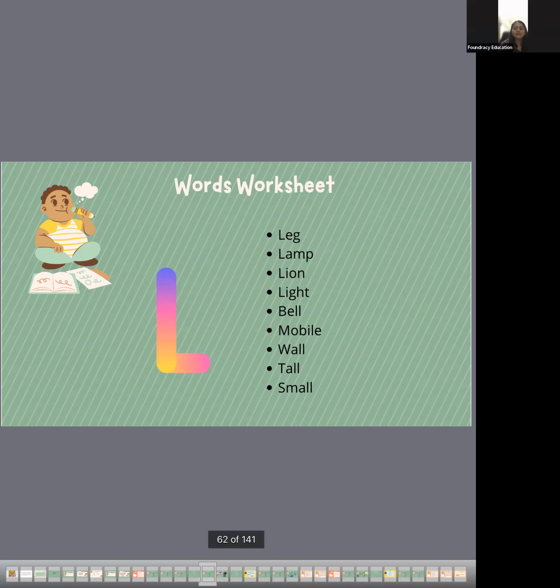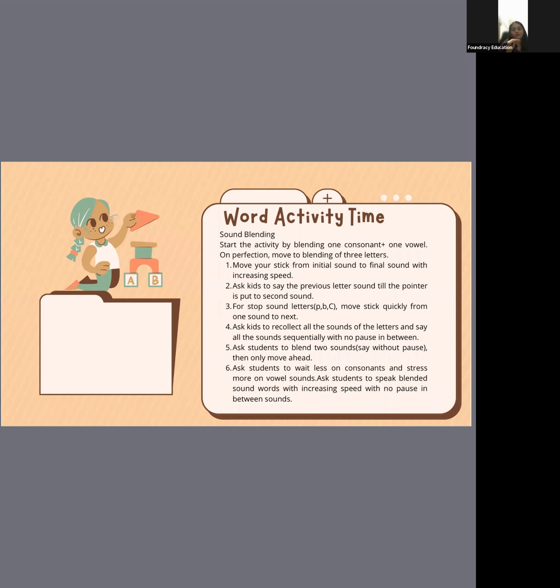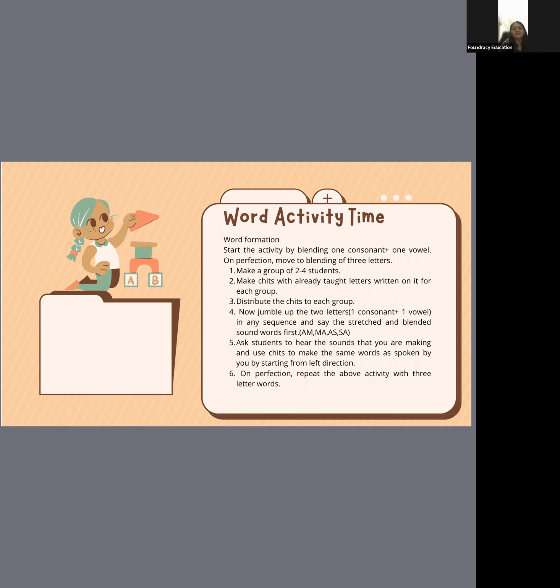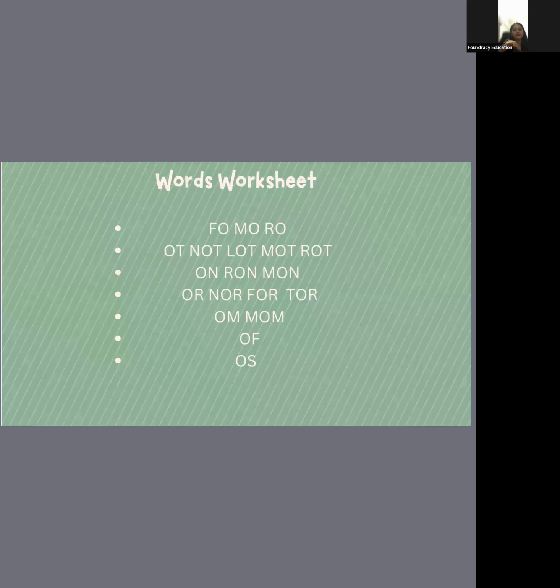Again, there will be 3 activities associated with the words. And if you see all the activities, how you are supposed to do them is written. For example, this is for sound blending. This is for word formation, for chits. And this is for word writing, where kids are supposed to write. Okay, you can read it. These are repetitive guidelines. You will find them at the starting of each word sheet.